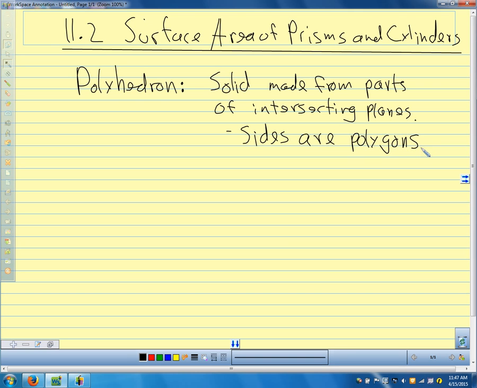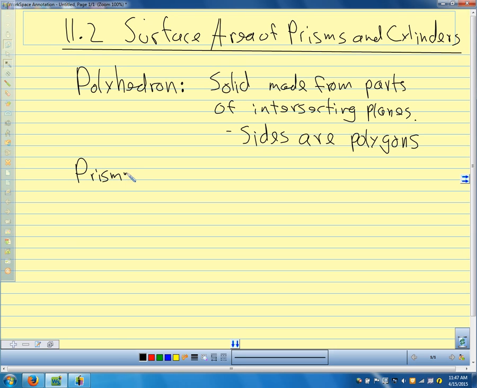So we take these pieces of a plane that are in the shape of various kinds of polygons, we put them together into a solid, and that's what makes a polyhedron. So a lot of the solids that we're going to talk about in Chapter 11 are going to be polyhedrons. Not all of them, but some of them. So our first solid is a prism.